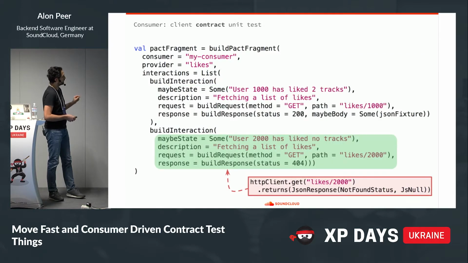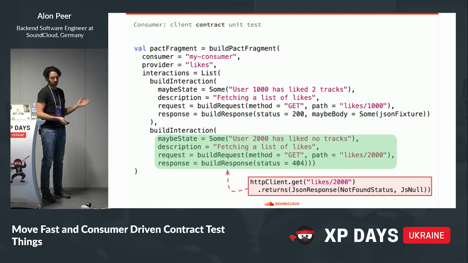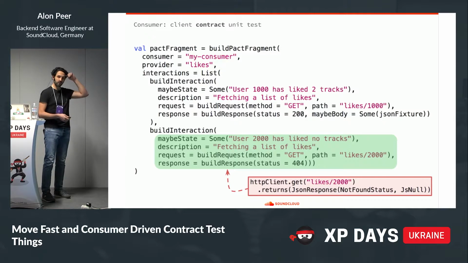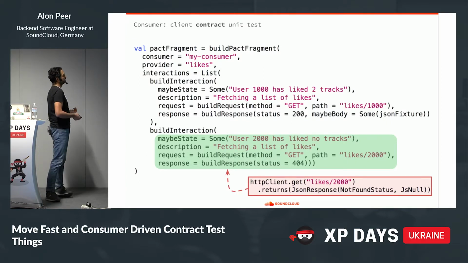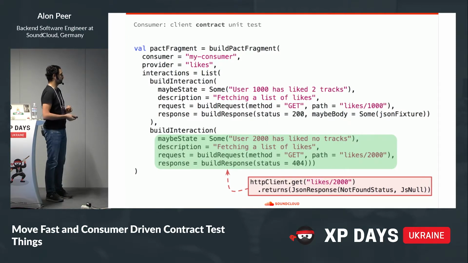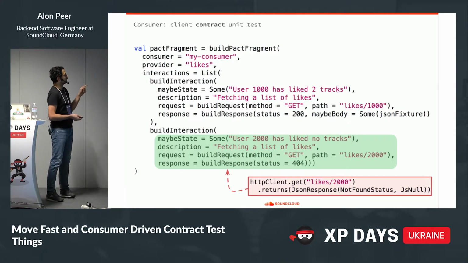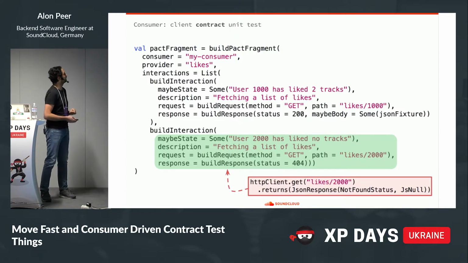And for the second interaction, notice how it's parallel to that other example we made where we stubbed the HTTP client to say if we get a request to likes/2000, we'll return a 404. So again, user 2000 has liked no tracks. When we fetch a list of likes and we make that request, we'll get a status 404. I will go back to talk about that state thing. Don't worry about it. I will make that clear later on.